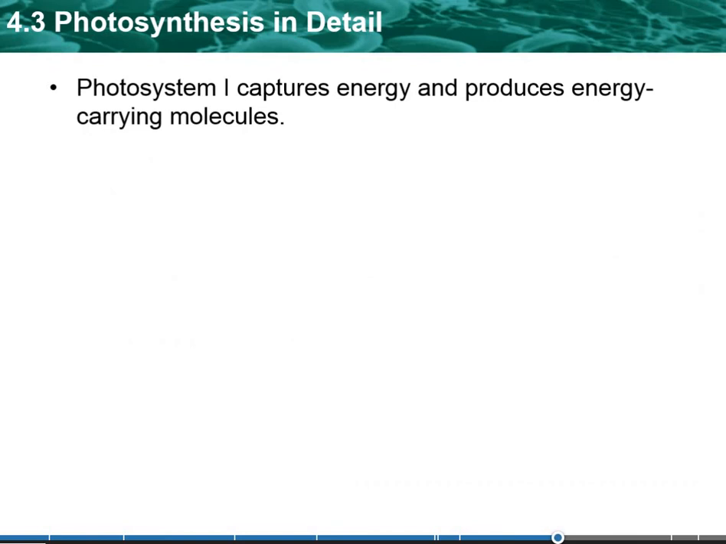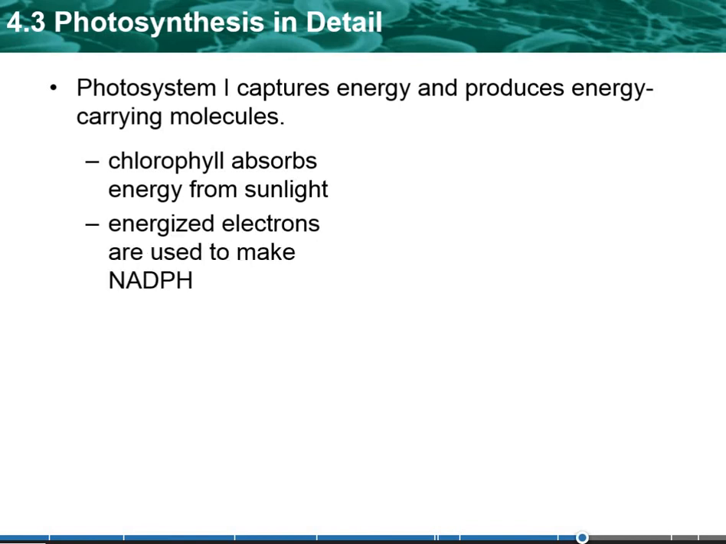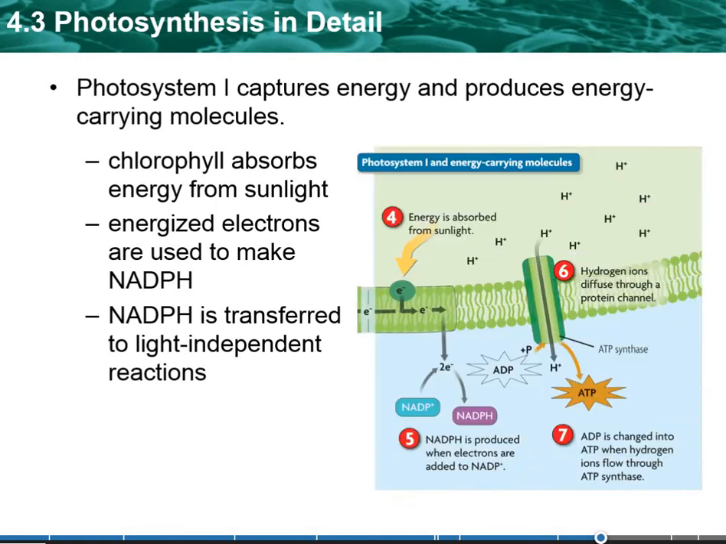So photosystem 2 captures the energy and produces energy-carrying molecules. Those energy-carrying molecules are called electron carriers. In this case, it's going to be NADP+. And when it picks up that hydrogen, it's going to be NADPH. So chlorophyll, like I said, absorbs that sunlight. The energized electrons are used to make NADPH, which is an electron carrier. That NADPH is going to be transferred to the light-independent reaction, and it's going to be used in helping make the sugar at that point in time.